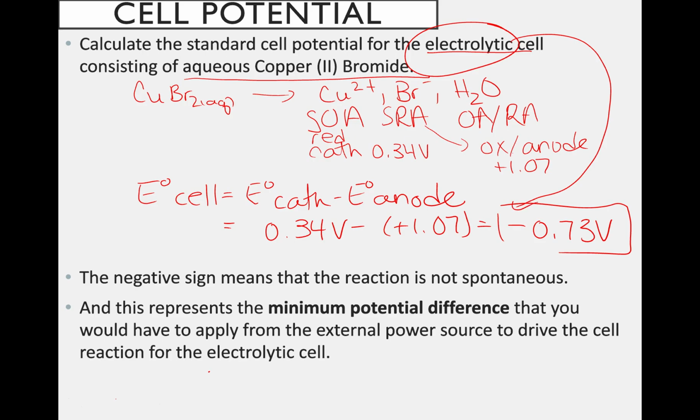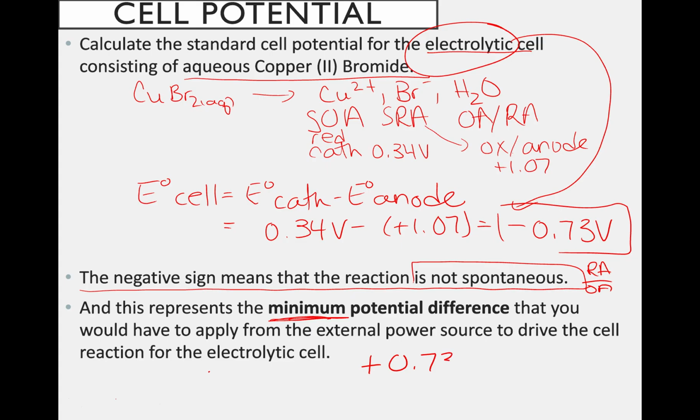So this makes sense because it's electrolytic. Electrolytic should have a negative value, and it adds in that note here. That means the reaction is non-spontaneous. So even looking at your table, your RA would be above your OA. And then oftentimes with this type of question, it will ask you the minimum potential you have to put in to drive the reaction. So we would have to put in at least positive 0.73 volts of electricity just to make this reaction start to work. So we add in this electricity, and then we can get out our chemical reaction.